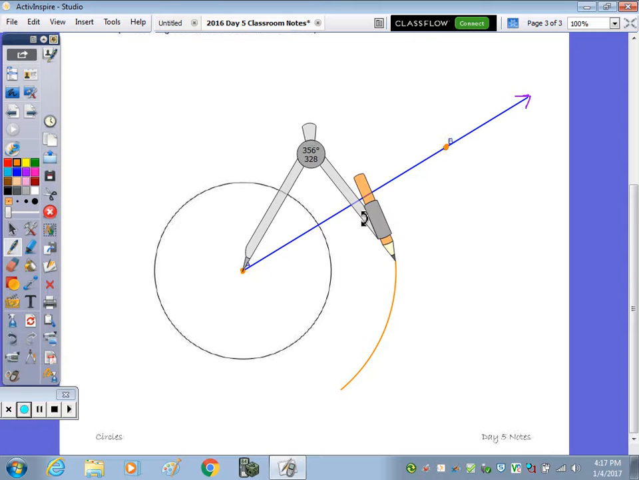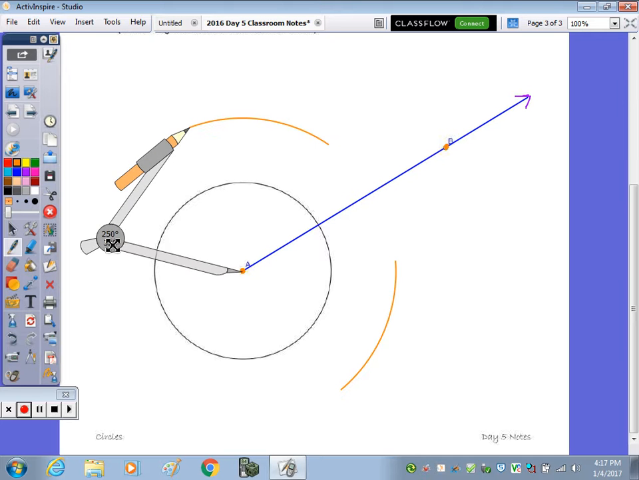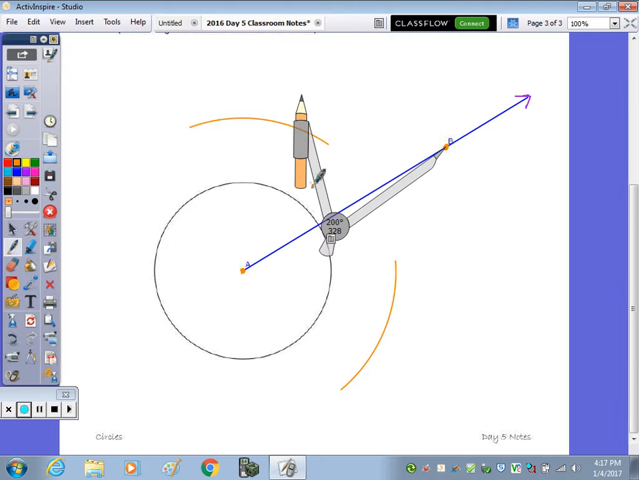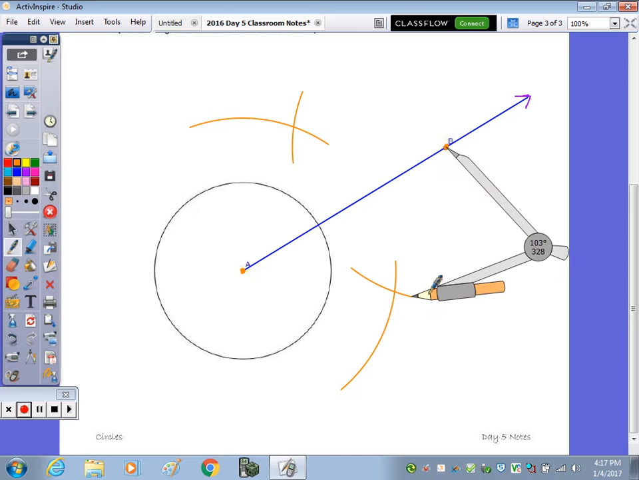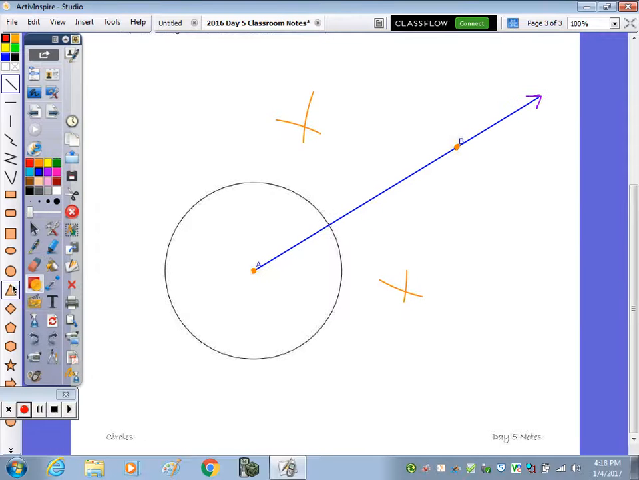I was going to draw full arcs, but I'm not going to. I'm just going to make the X's, and I'll explain why. I'm even going to take my eraser and erase some of these marks just so it's not too busy. I'm going to line up my straight edge and draw a line that goes through these two points.